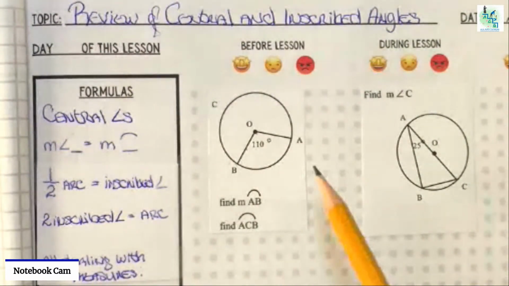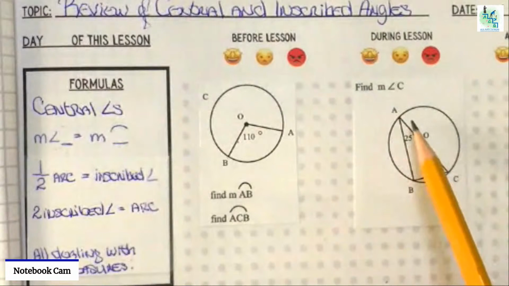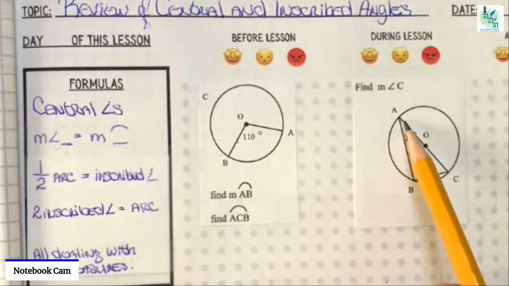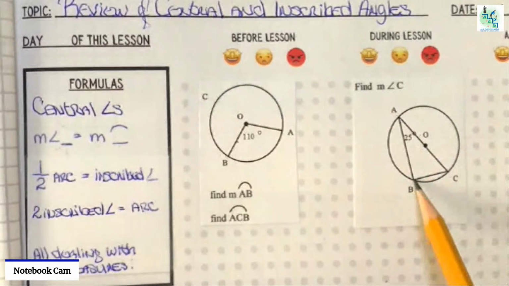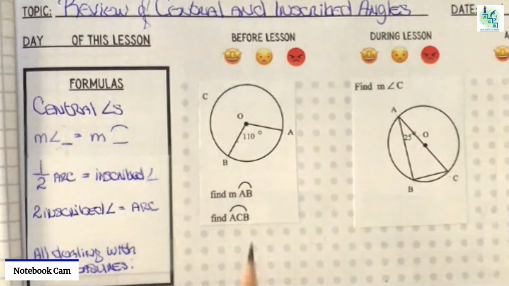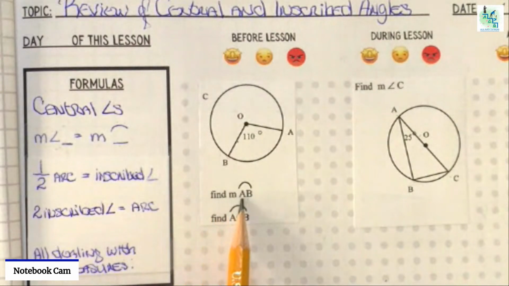Now, if we want to go with an inscribed angle, that means its vertex is on the circle, not the center of the circle, but on the circle. And the measure of this angle is half of the measure of its arc. So I'm going to go through a few examples just so you can get an idea of it. So we're trying to find the measure of arc AB.